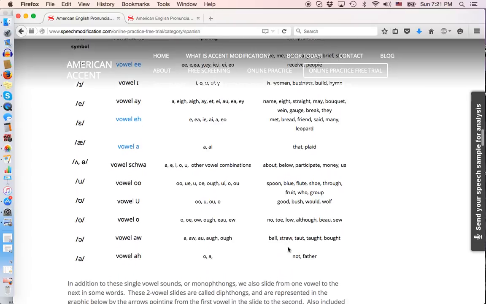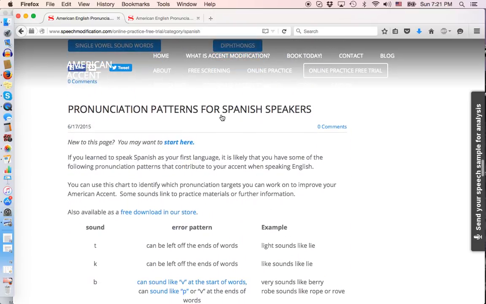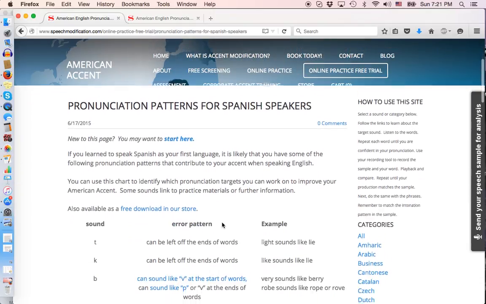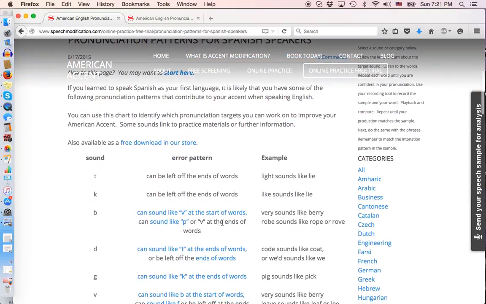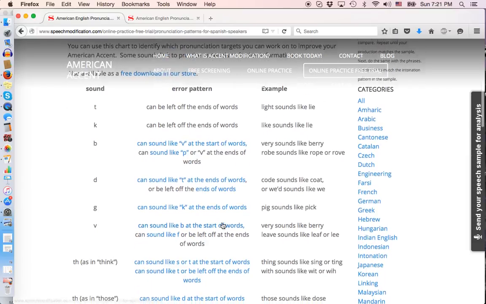I suggest that you page down until you get to this article, Pronunciation Patterns for Spanish Speakers. This is a very good starting point because it describes many of the elements of accent that many native Spanish speakers share. This particular entry is focused on your pronunciation, which is how you say words and sounds in American English. They're affected by your natural background in speaking Spanish prior to speaking English.